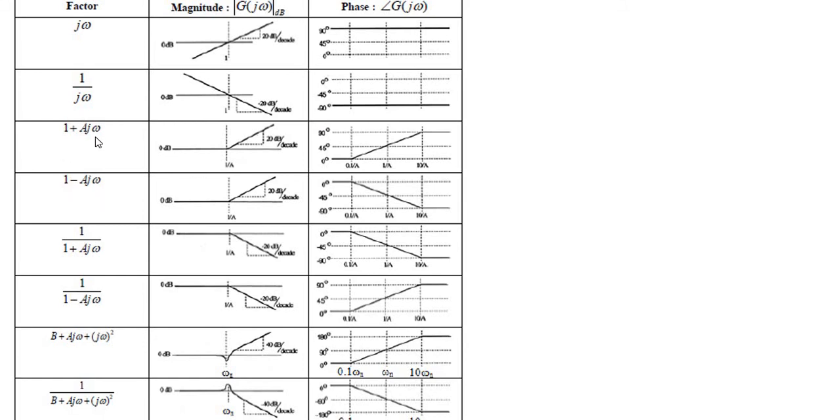If you have 1 plus a j omega, the crossover is at 1 over a. Starting from this crossover frequency, it will be going up at 20 dB, and for the phase, it will start at 0.1 over a, 1 over a, 10 over a. So we'll have this 45 degrees. If it is 1 minus a j omega, it will be crossover at 1 over a, so it will be 20 dB also, and then the difference is in the phase shift over here.